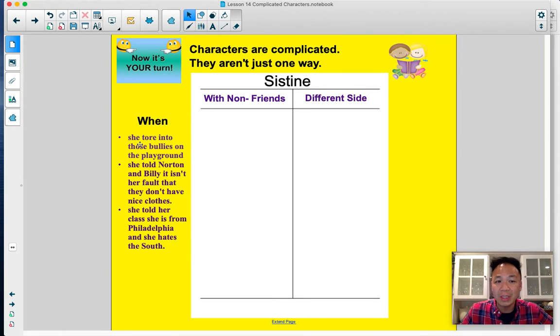And then when she got on the bus and Norton and Billy Threemonger told her that this wasn't a party bus and that she was wearing party clothes, she just said it's not her fault that they don't have nice clothes.